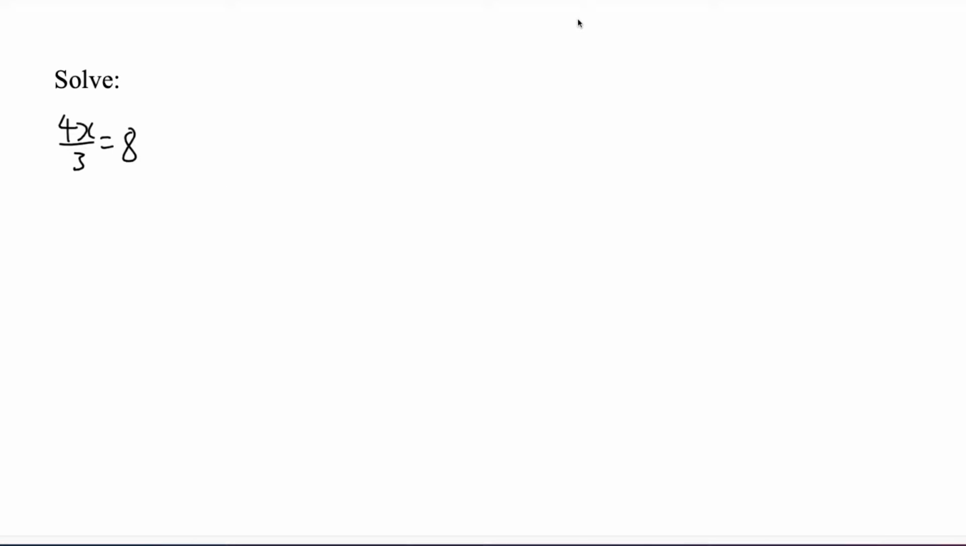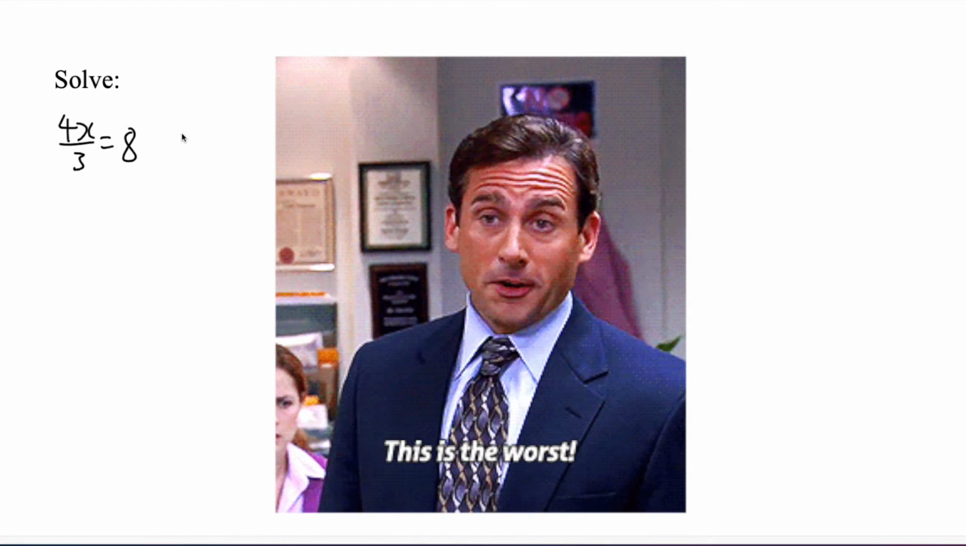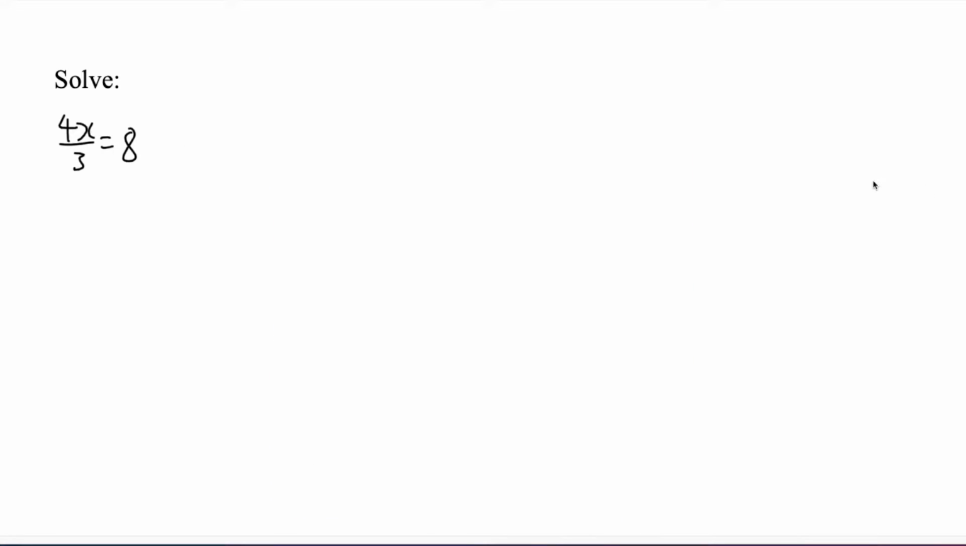So you have this equation here, 4x divided by 3 is equal to 8. As you can see, that 4x on 3 is a fraction. To solve this equation, what we need to do first is try and get rid of the fraction, because we do not like fractions. Fractions are our worst enemies. So how do we get rid of a fraction? Well, one way is to somehow remove this denominator.